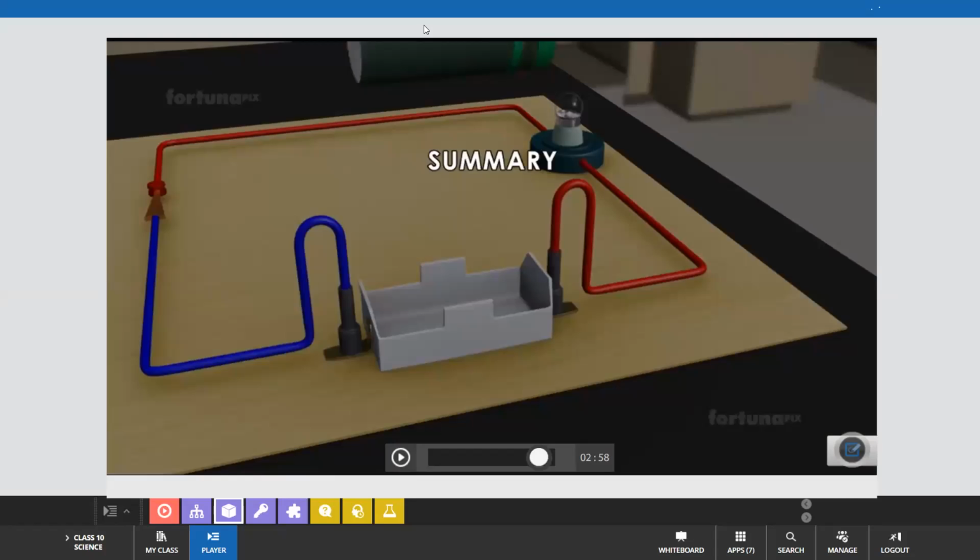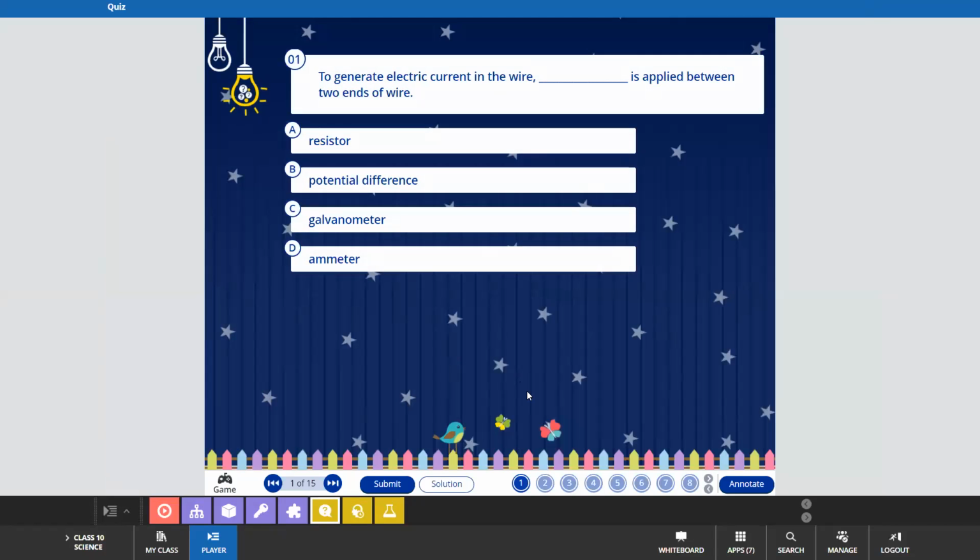So let us move to the question, some question answer of this topic. Tell the answer. Quickly, one by one, tell the answer. Potential difference. Potential difference is applied to it. Correct, very good. Next.